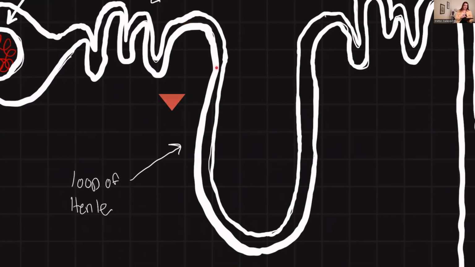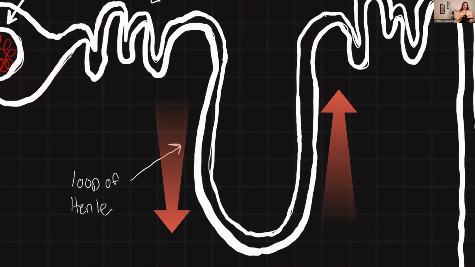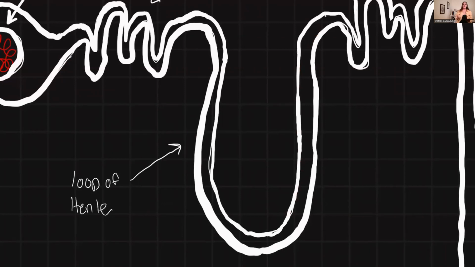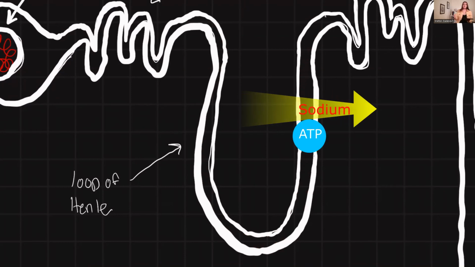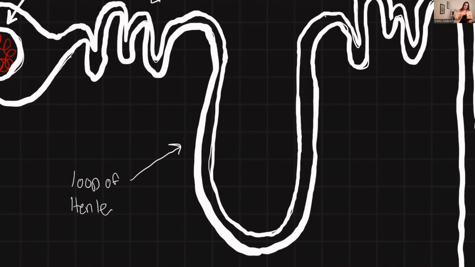You can see it has a descending portion and an ascending portion, and these two sides of the loop of Henle work slightly differently. On the descending side, the loop is only permeable to water. And on the ascending side, it is only permeable to sodium. And specifically on this side, we will also have active transport of sodium out of the loop of Henle. And this is really important because as we pump sodium out actively, this will encourage water on the descending side of the loop of Henle to leave the loop.